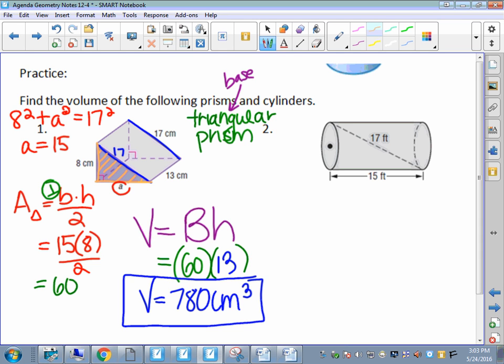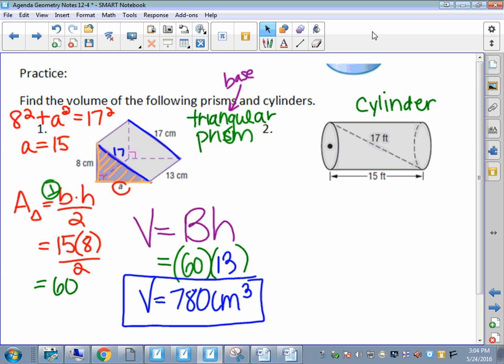Let's do this second problem. Obviously, what kind of solid do I have here? It's a cylinder. Is a cylinder a polyhedron? Hopefully you know why I'm asking that question. It's not a polyhedron because it does not have flat lateral faces. It's got circles, so it's got to have all polygon sides.